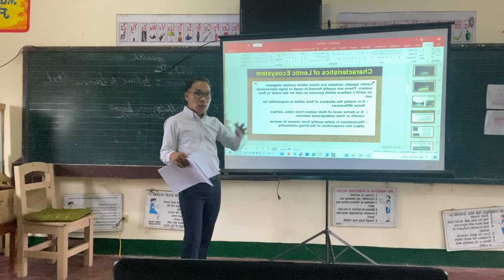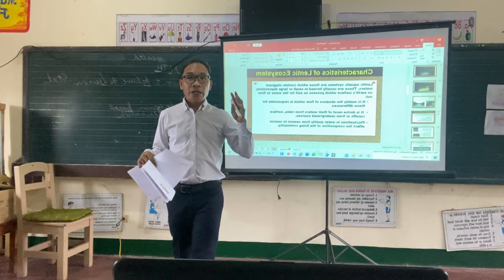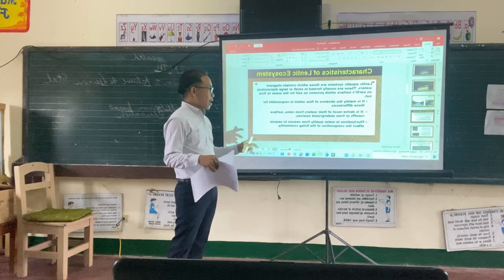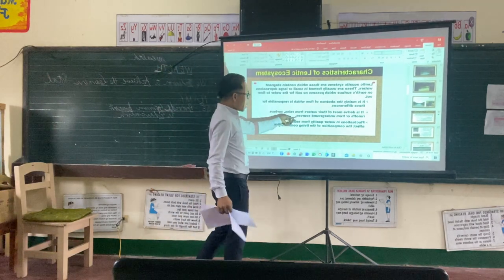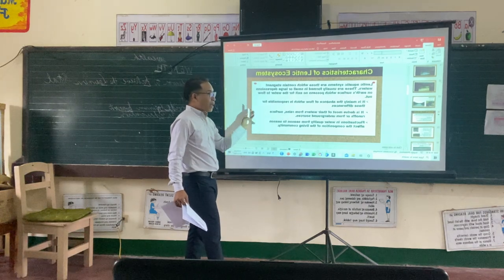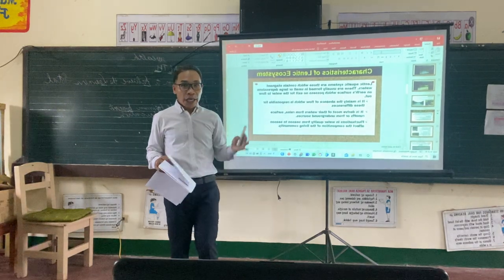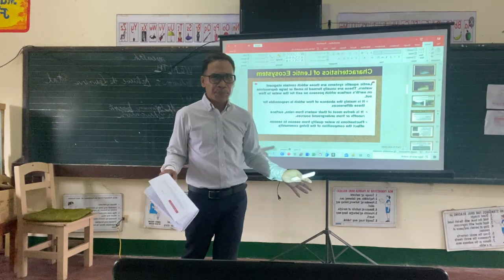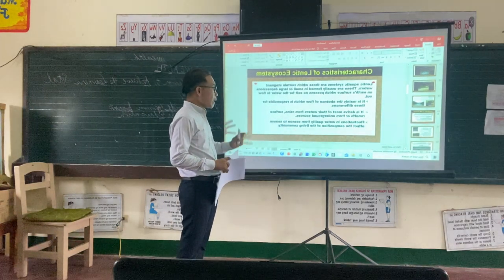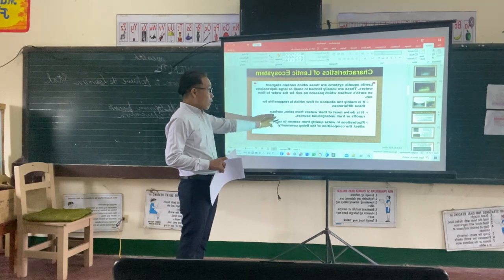Mainly, the flow of water is the difference between lentic and lotic ecosystems. So, it derives most of its waters from rain, surface runoff, and from underground sources. Remember, class, when it rains, for example, on open land, water flows. So, surface runoff and underground sources.